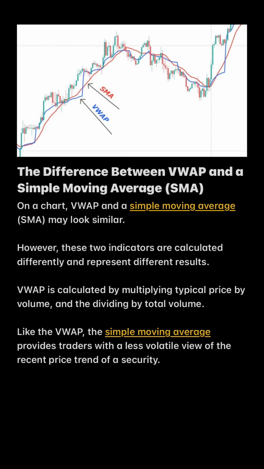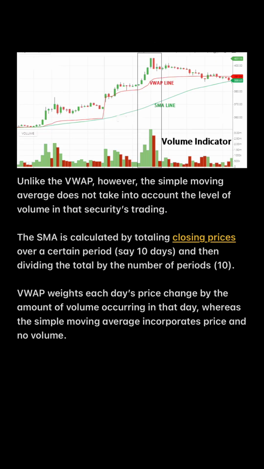Like the VWAP, the simple moving average provides traders with a less volatile view of the recent price trend in a security. Now, unlike the VWAP, however, the simple moving average does not take into account the level of volume in a security's trading. The SMA is calculated by totaling closing prices over a certain period, say 10 days, and then dividing the total by the number of periods. VWAP weights each day's price change by the amount of volume occurring in that day, whereas the simple moving average incorporates price and no volume.